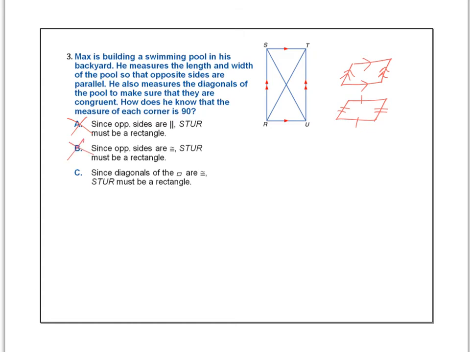But what about since the diagonals of the parallelogram were congruent? Does that mean it's a rectangle? Yes, it does. Think back to when we measured the two diagonals. If those are congruent, then your corners are square. So C is your answer.